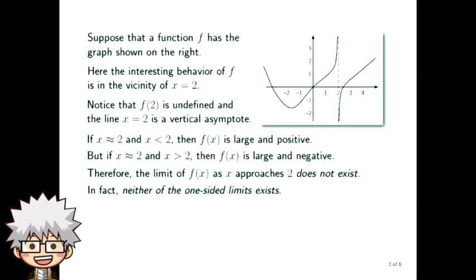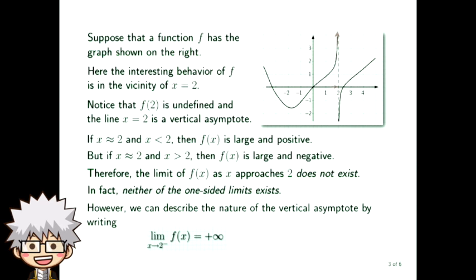Here we say that the limit of f of x as x approaches 2 from the left is plus infinity, and we say that the limit as x approaches 2 from the right is negative infinity. The limit from the left is positive infinity because given any positive number, no matter how large, f of x will be greater than that number for all x in a sufficiently small open interval whose right endpoint is 2.